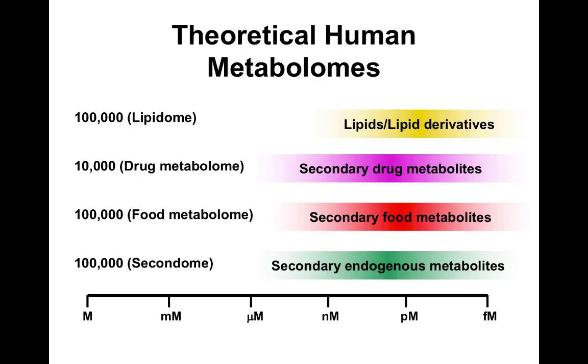And then within our own metabolome, the endogenous molecules, they're also transformed through phase 1 and phase 2 biotransformations. We call this the secondary endogenous metabolites. And there could be anywhere from 100,000 to 1 million of those molecules. So these largely represent theoretical metabolites. These things have not been formally identified. They're not in the databases yet.